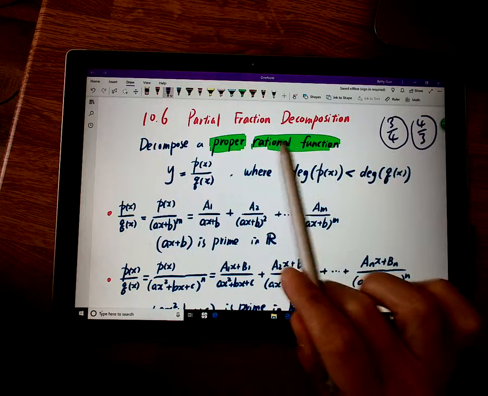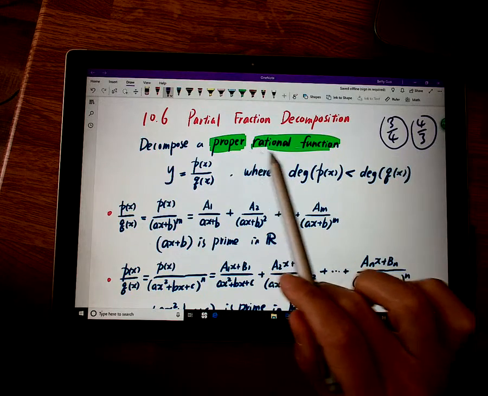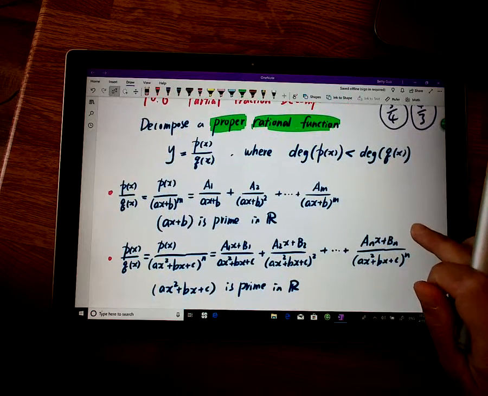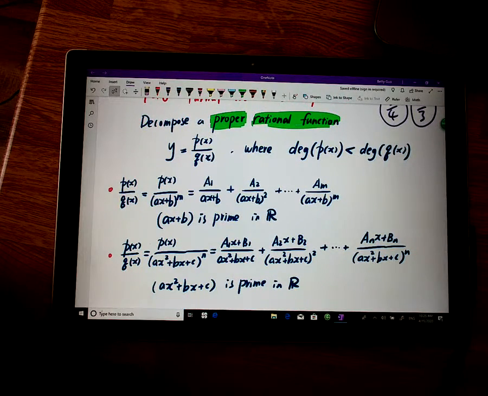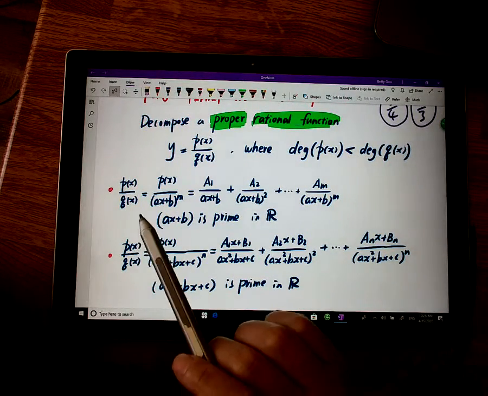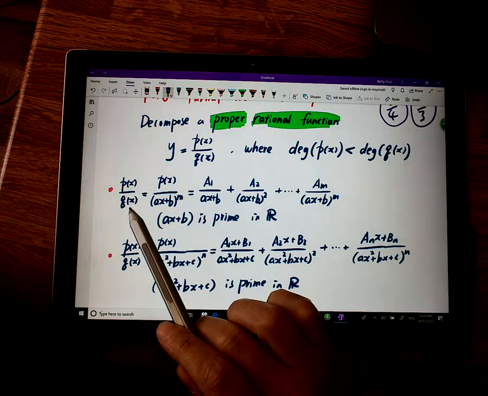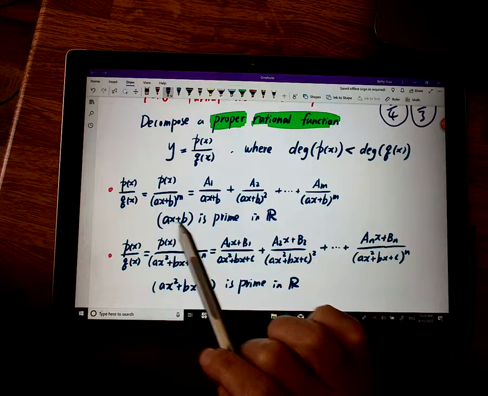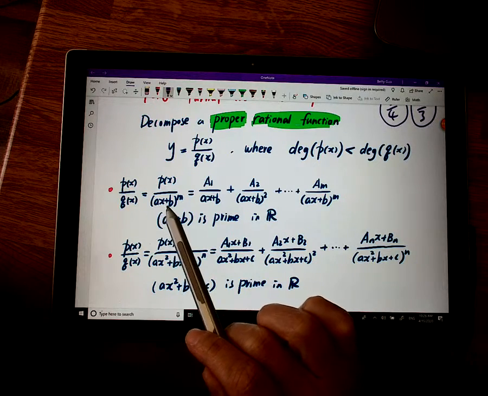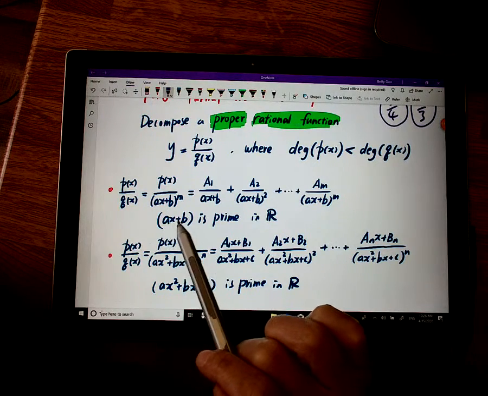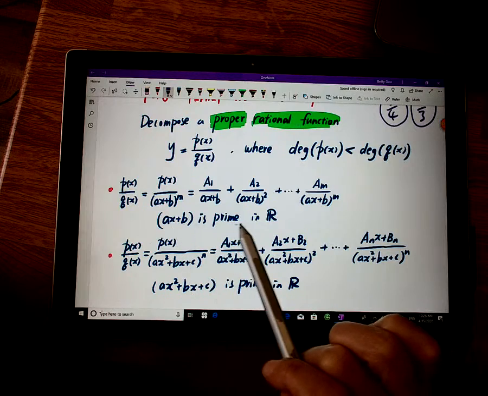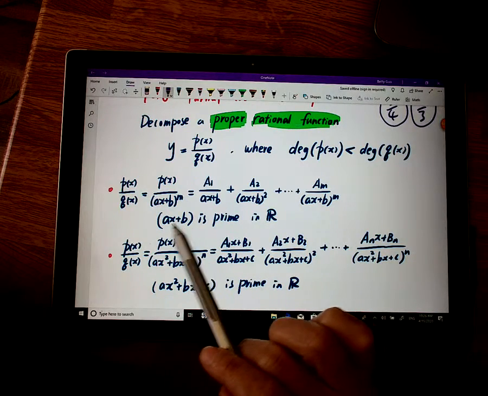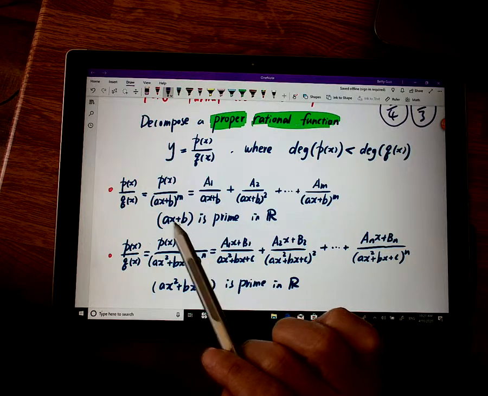We're going to learn how to decompose a proper rational function. We have two formulas, depending on the denominator of the rational function. If the denominator is a power of a prime binomial, ax plus b is a binomial. It has two terms, right? It is prime in the real number set, meaning we are not able to factor ax plus b any further.